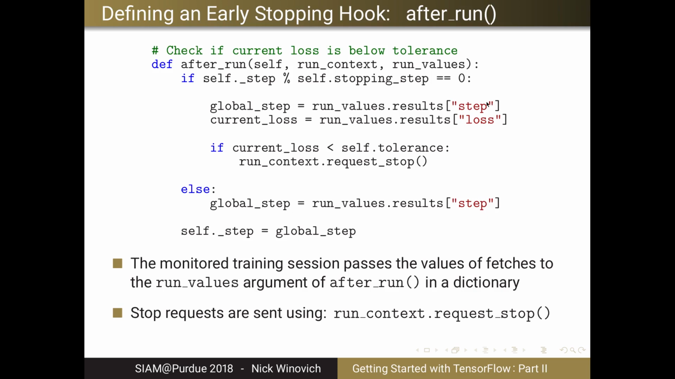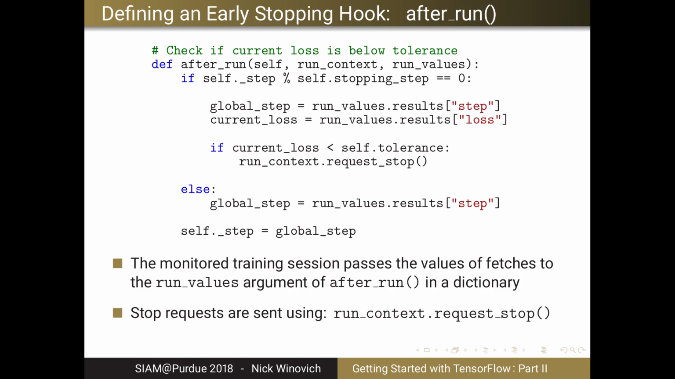And what I'm going to check here after each run, after each time the stopping step has come at least, is whether or not the current loss from this run is less than the tolerance that I've specified. If that's the case, I just tell the run context, basically our way of accessing the session, to stop. I request a stop. And then the loop that we had inside, while not should stop, will break and end because we've achieved our tolerance.